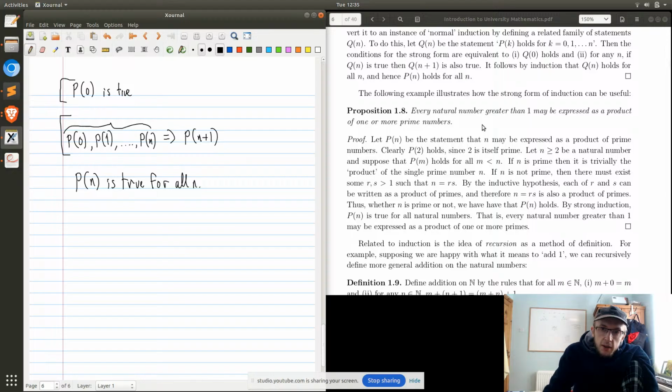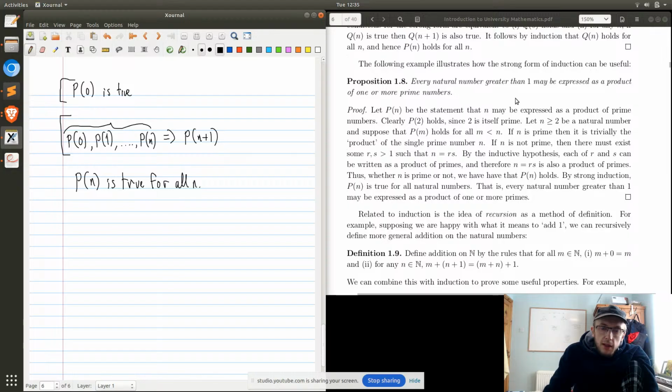The following example illustrates how the strong form of induction can be useful. Okay, so we have this proposition: every natural number greater than 1 may be expressed as a product of one or more prime numbers. What's the proof? Let P of n be the statement that n may be expressed as a product of prime numbers. Okay, that's logical. Clearly, P of 2 holds, since 2 is itself prime. That's true.